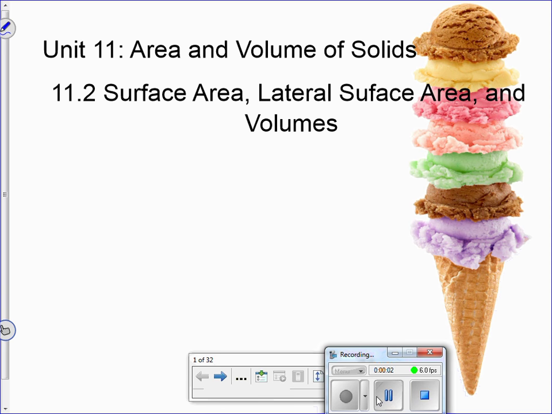Hey everybody, this is Unit 11, Area and Volume of Solids. This is concept number 2: surface area, lateral surface area, and volumes. Ice cream cones. Who can ever turn away the beautiful look of a nice ice cream cone? That's a lot of ice cream there. Let's go ahead and get started.